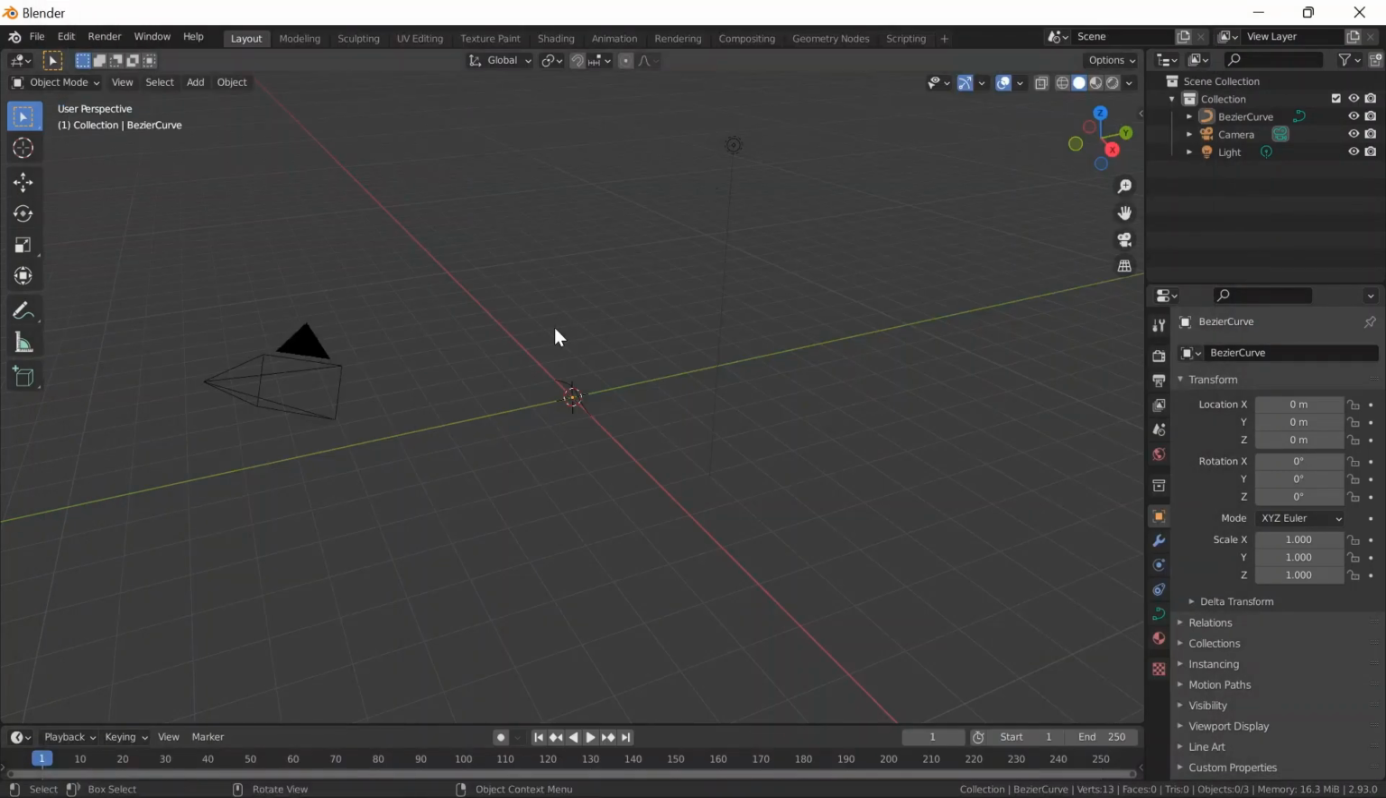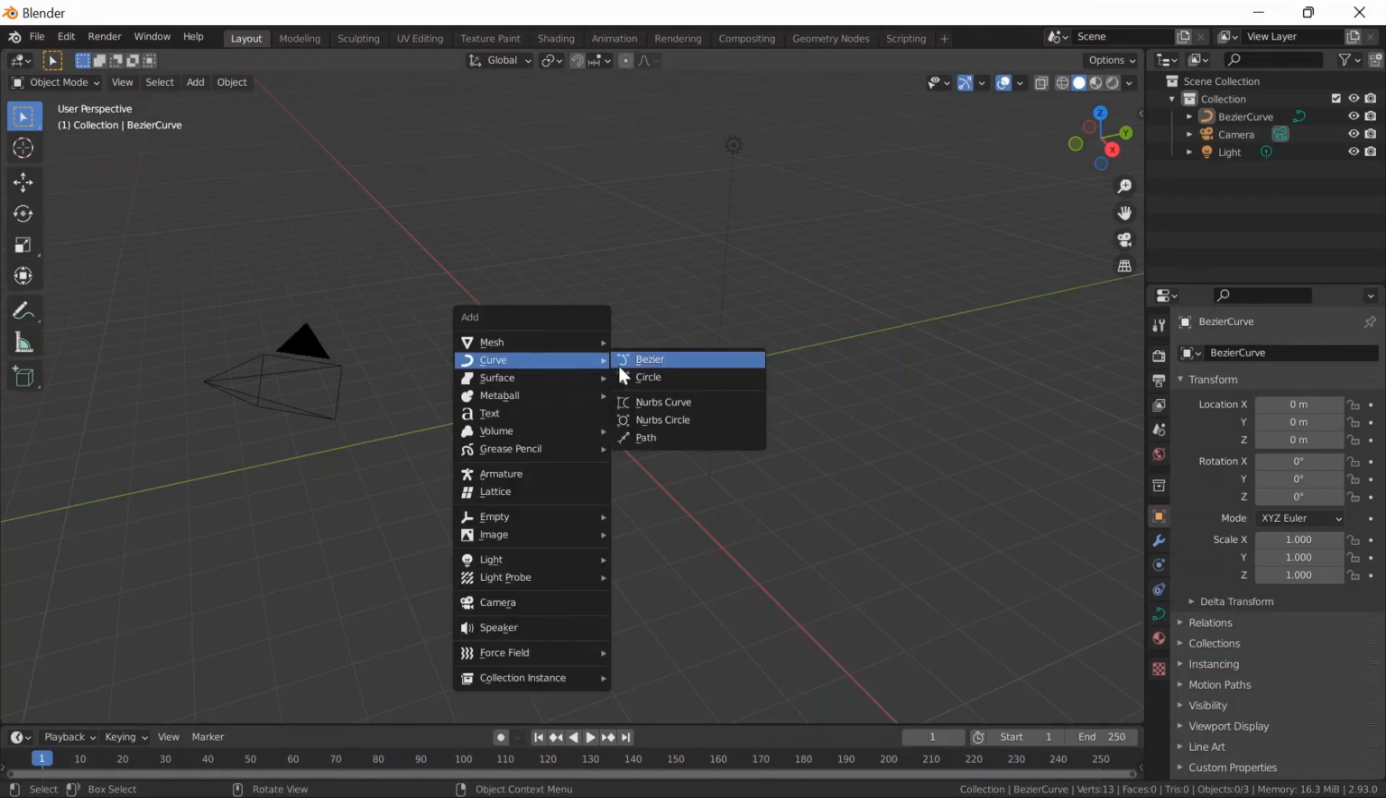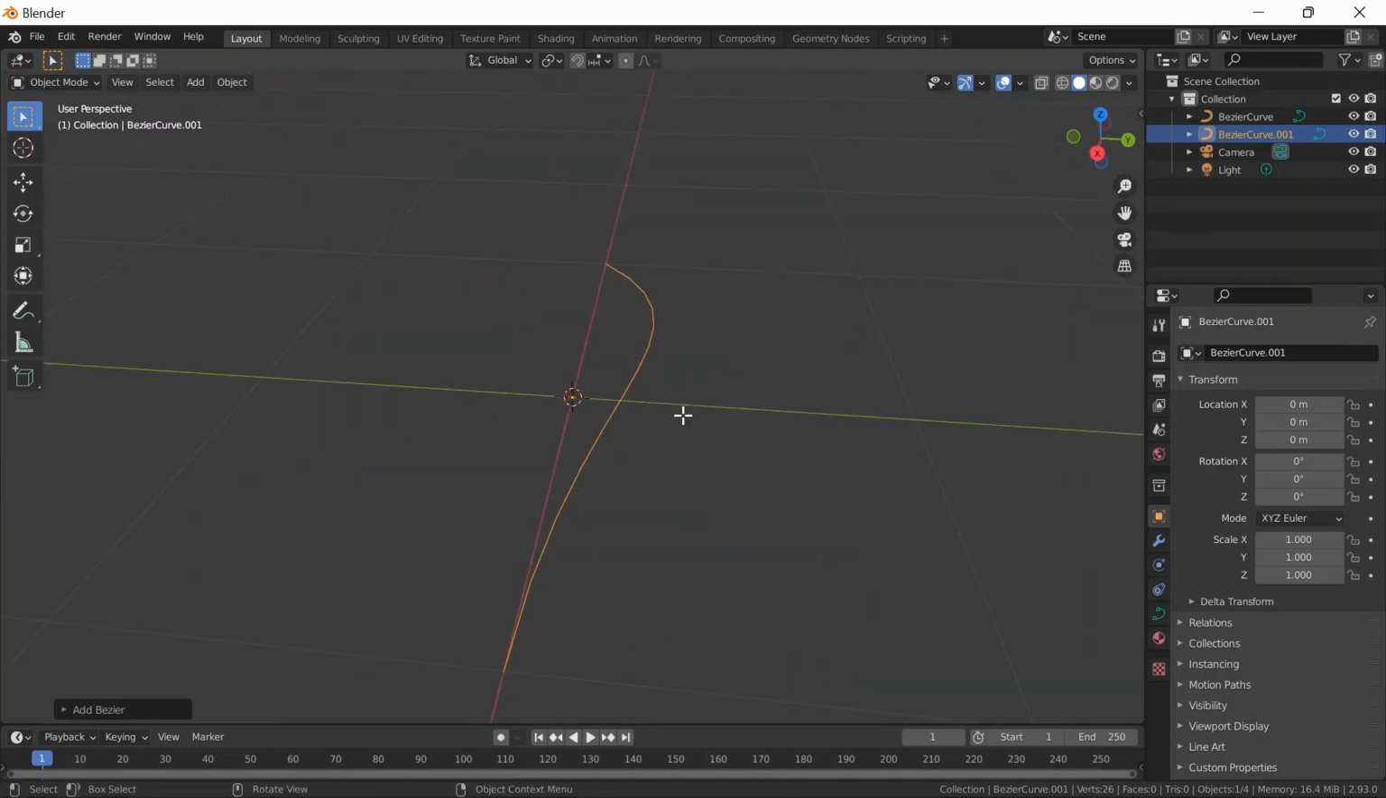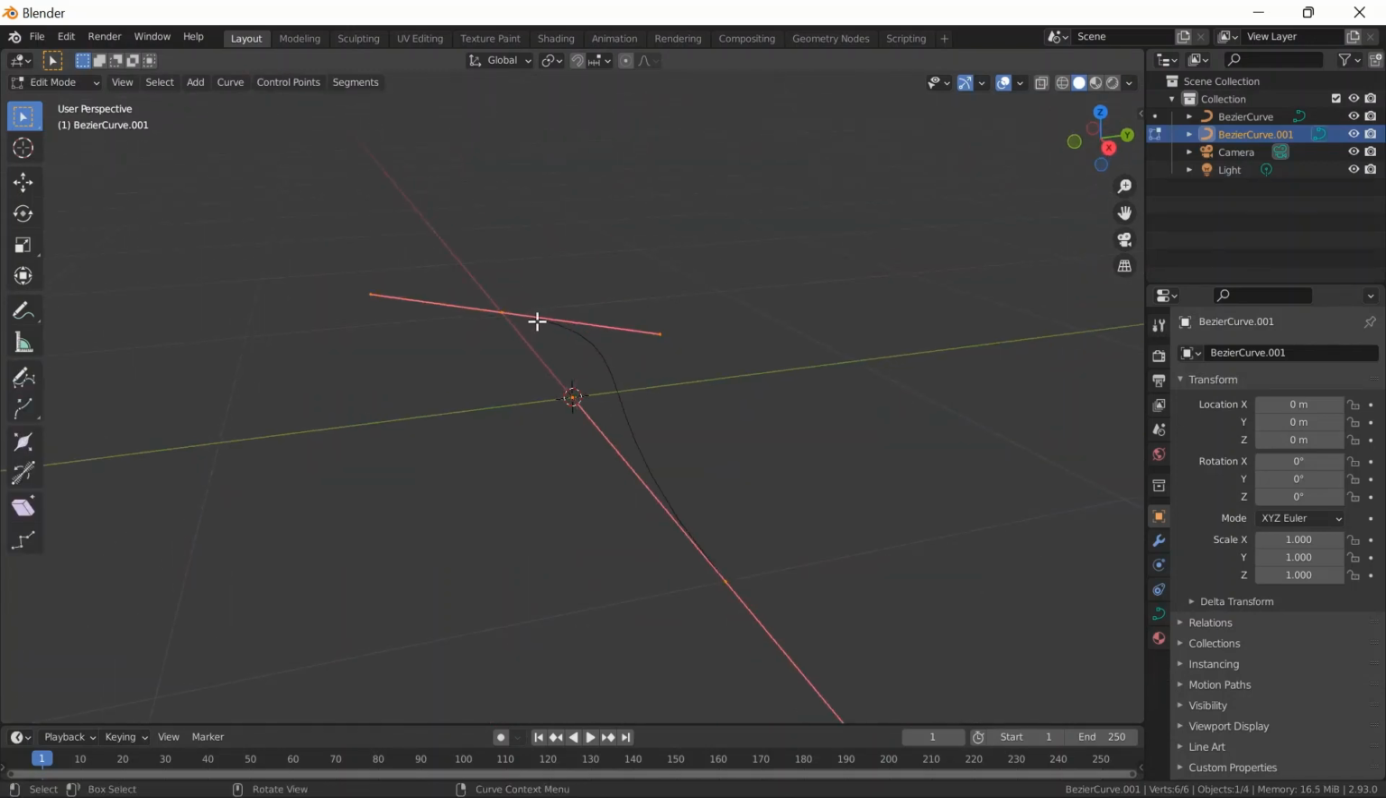Oh my god, I've been at this for 4 hours. Okay, Shift A, Bezier curve. Why do I keep saying code? I mean curve. Okay, we're going to hit Tab and just figure things out. We're just going to move things, just make sure we can move this way.